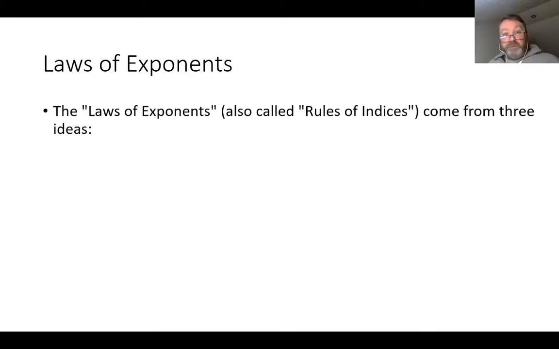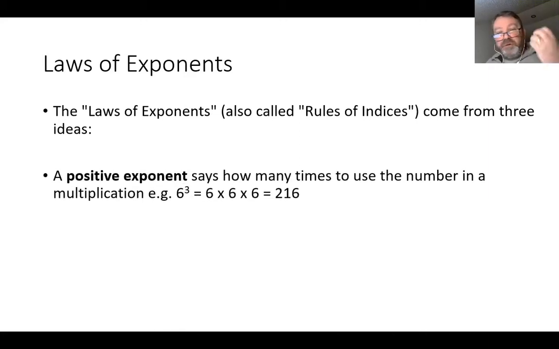The laws of exponents, also called the laws of indices or the rules of indices or the rules of powers, doesn't matter what they're called, they come from three ideas. Okay, the first idea is that if your exponent is positive, then it simply tells you how many times you're multiplying the base number by itself. So for example, 6 to the power of 3 means 6 by 6 by 6. Notice that the number 3 never appears. 3 is not a number, it's a statement of how many times you're multiplying 6 by itself. So 6 by 6 by 6, which is 216. So that's the first one.